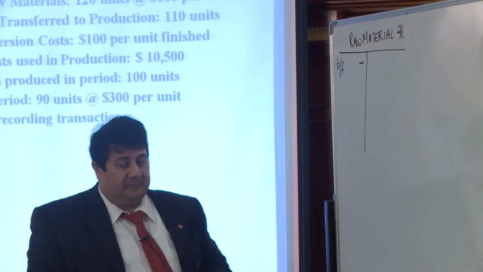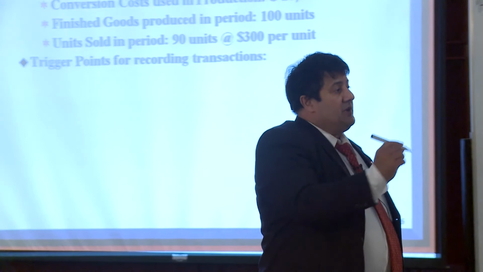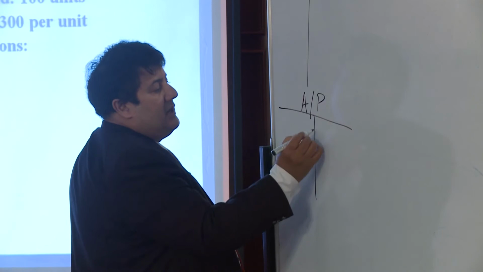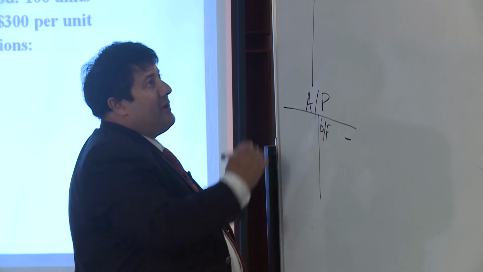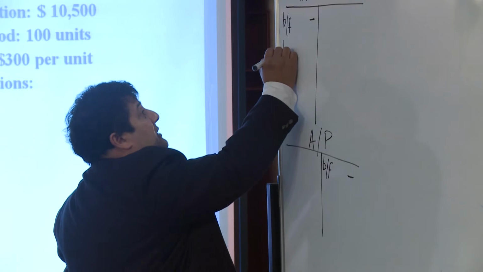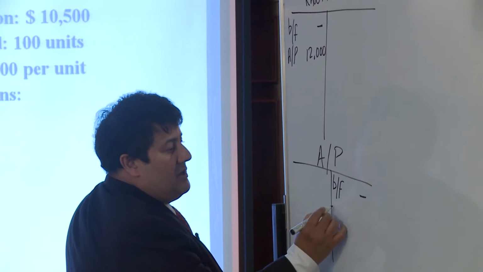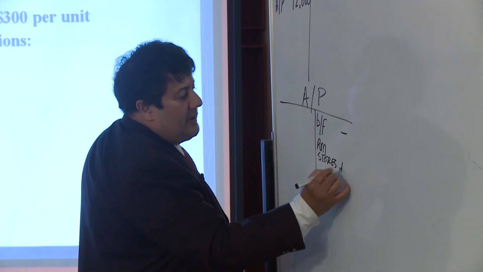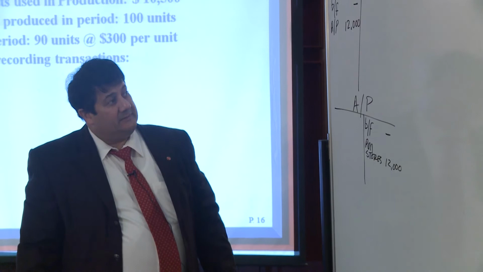And you're purchasing 120 units. So we'll have accounts payable, liability account, opening balance zero. So we're purchasing 12,000 units of raw materials. So to accounts payable, 12,000, raw material stores, 12,000. Now if I make a mistake and put it on the wrong side, let me know, okay? Okay, so that's the recording of the first transaction.